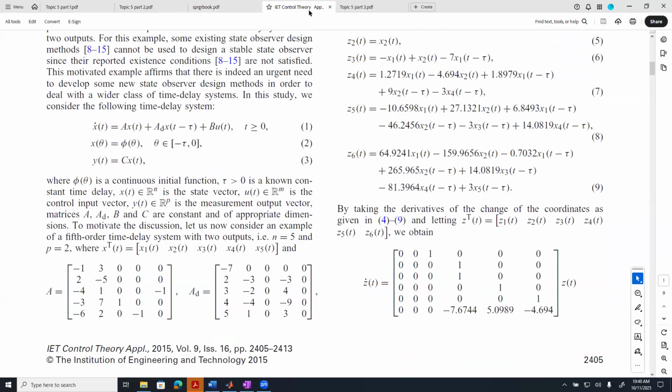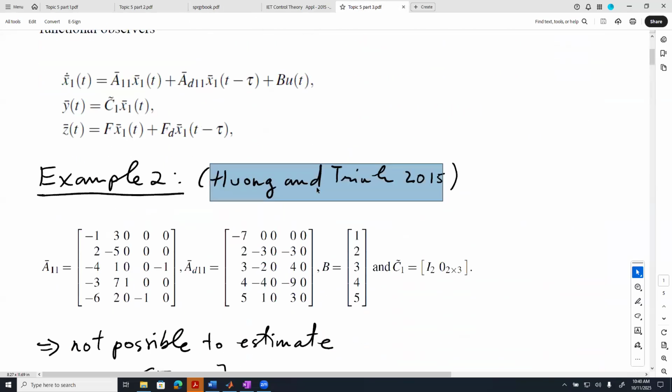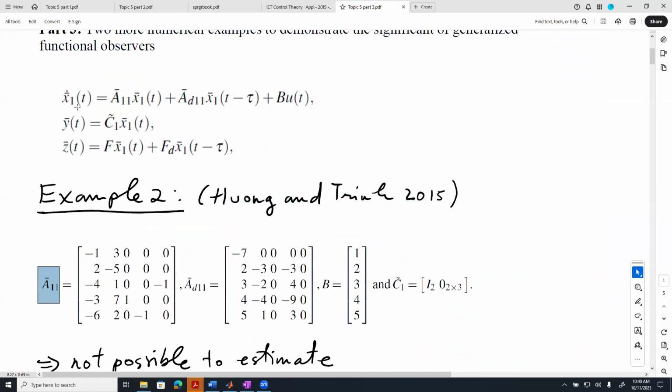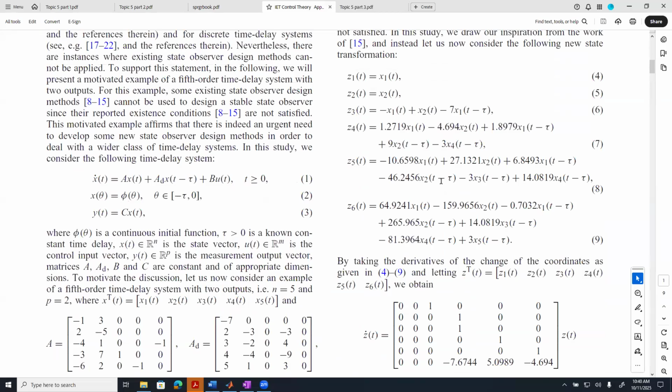So if we look at the actual notation of it, A is actually A bar, 1, 1. So this is the time delay system. And AD is A bar D, 1, 1. So we take the same matrices in this reference.